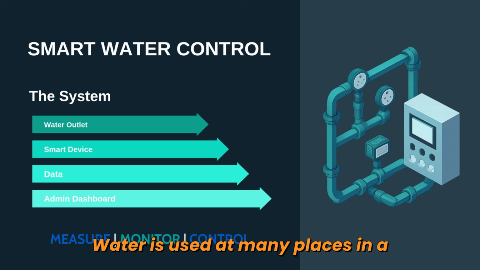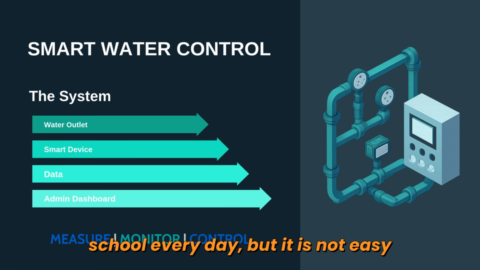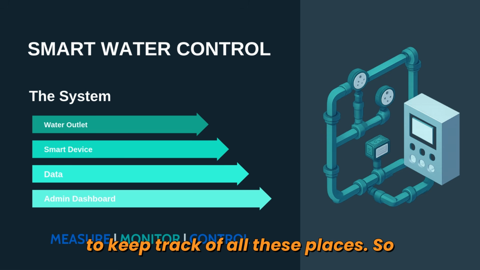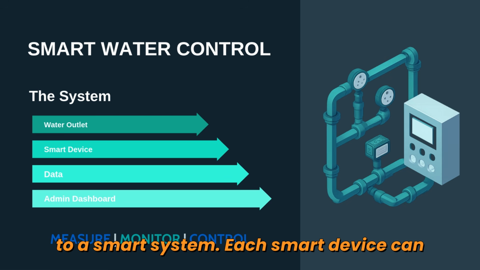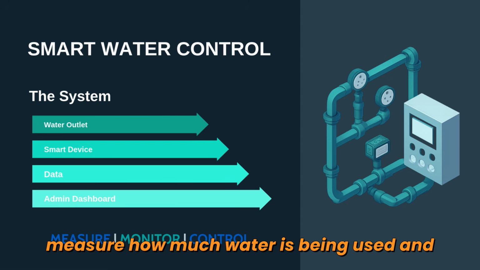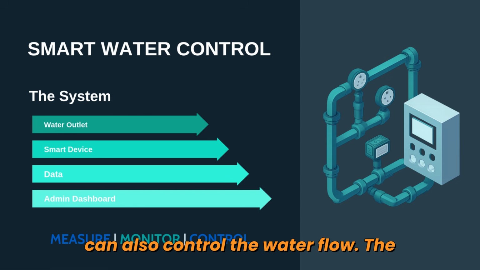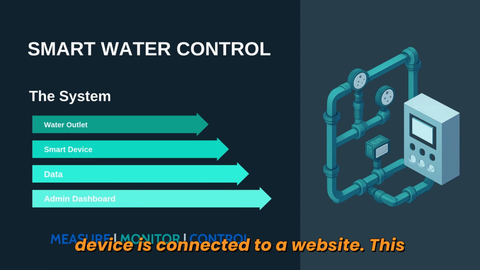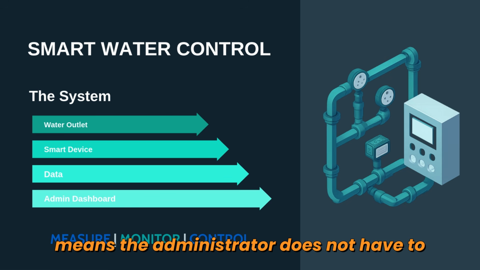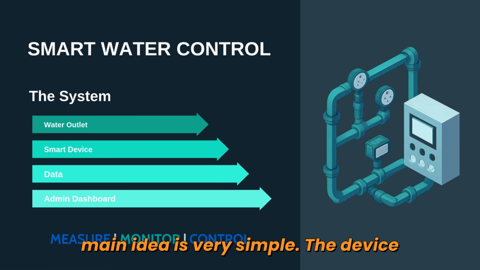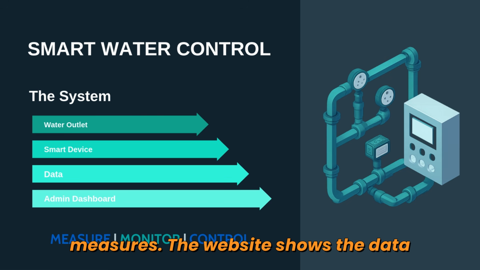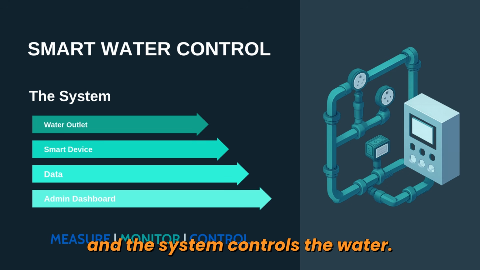Water is used at many places in a school every day, but it is not easy to keep track of all these places. So, our idea is to connect each water outlet to a smart system. Each smart device can measure how much water is being used and can also control the water flow. The device is connected to a website. This means the administrator does not have to check every outlet by hand. The main idea is very simple. The device measures, the website shows the data, and the system controls the water.